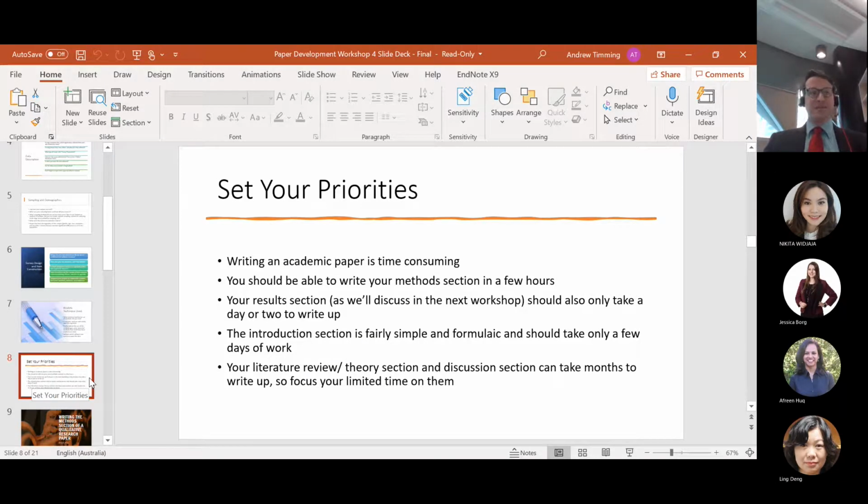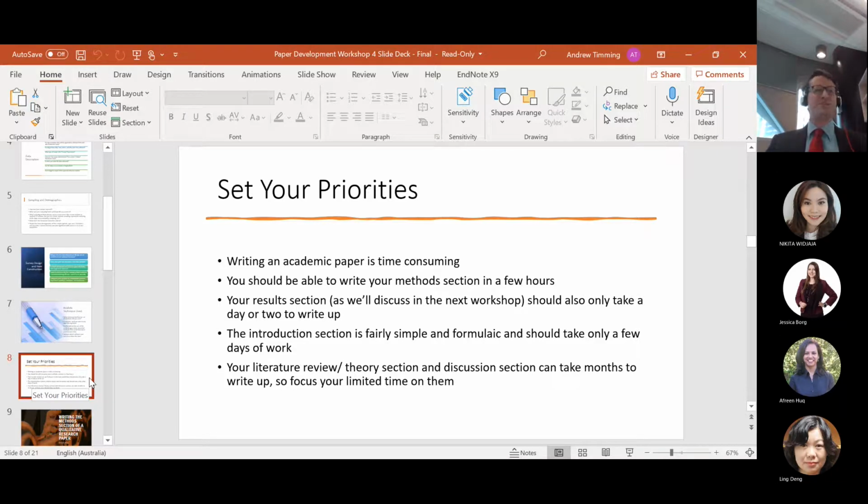Equally, your results section, right? If you're doing a quantitative paper, your results section should also only take up maybe a day or two of writing, and we'll discuss this in the next workshop. But for now, I just wanted to flag that, when I write quantitative papers, I write the methods and the results sections usually in a single day. I may take weeks to analyze the data to get to the point where I can actually write things up, but there's very little to writing up a methods and a results section.